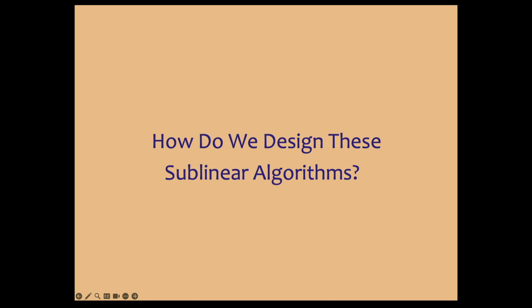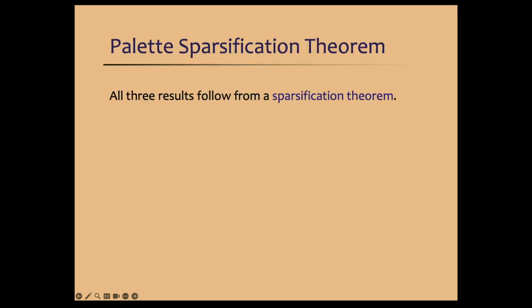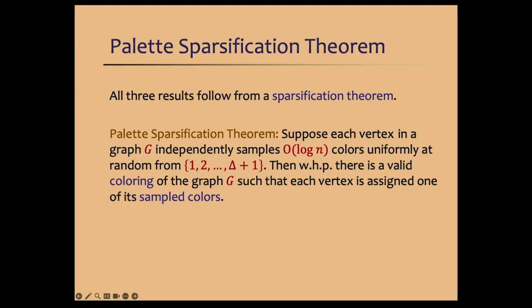Okay. So how do we design these sublinear algorithms? All three results are going to follow from a sparsification theorem that we develop, which in some sense is the central idea in our work. So what is this sparsification theorem? I'll call this the palette sparsification theorem. And the theorem says the following.